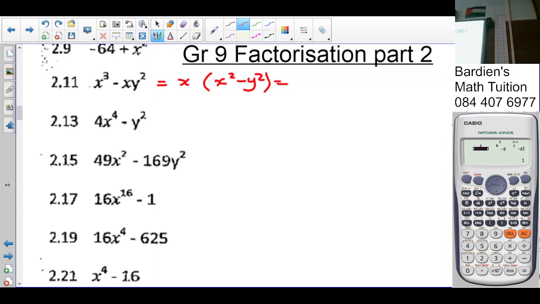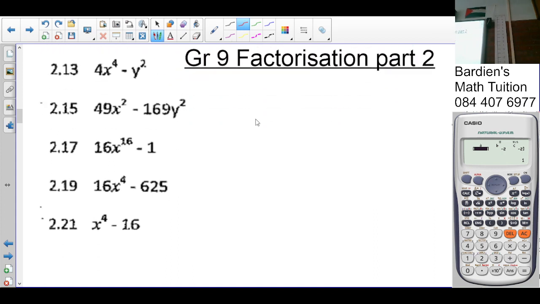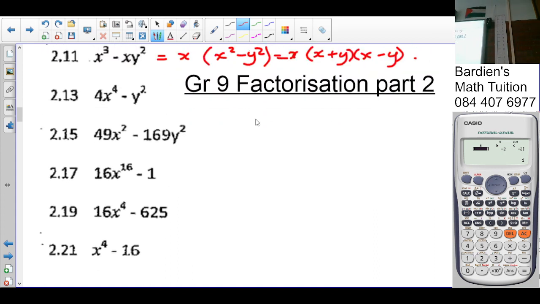Right. So what do we get, people, in the brackets? Difference of two squares. Yes, x plus y. There we go. Pleasure. Right, let's do the next one. Not there yet, okay. So you pause again.